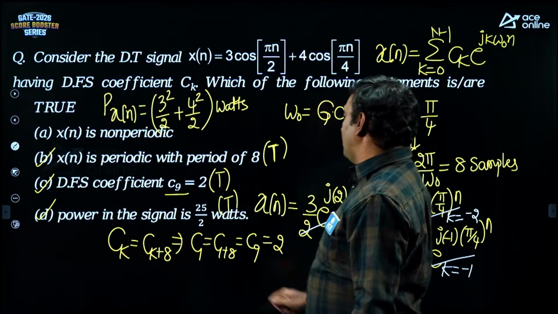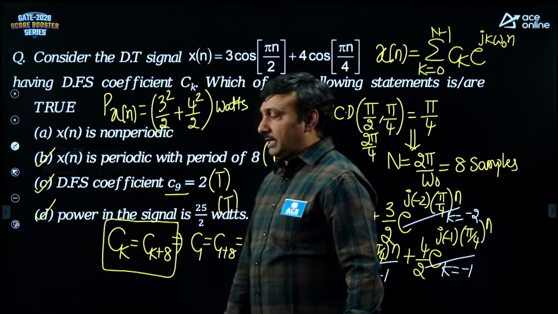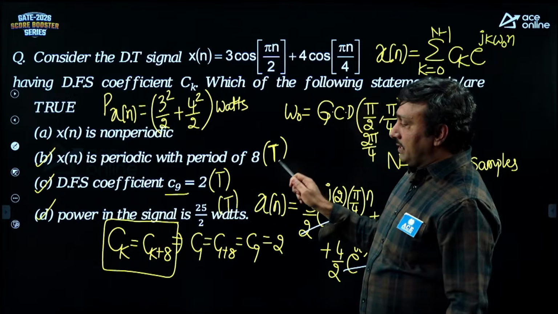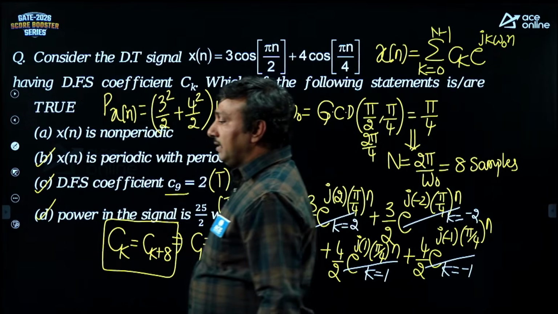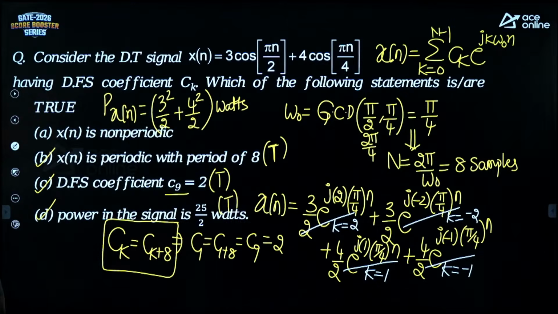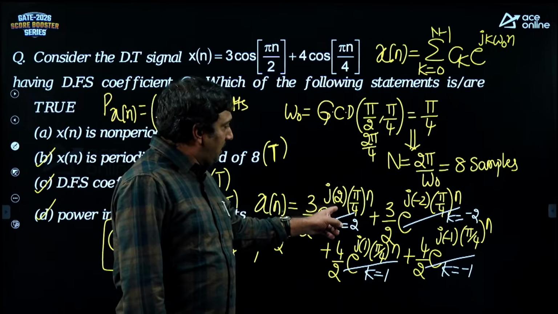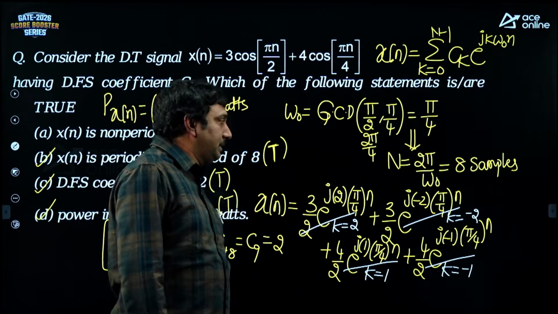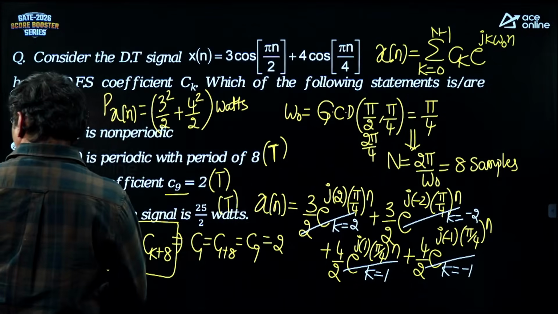Never forget this additional property of discrete Fourier series. In the last 5 to 6 years of GATE papers, the maximum number of questions are concentrated on that property. Ck is Ck plus n. Based on that, we are getting models. By observation, we can say only first and second harmonics are there. But here we have to use that extra property, Ck equals Ck plus n.